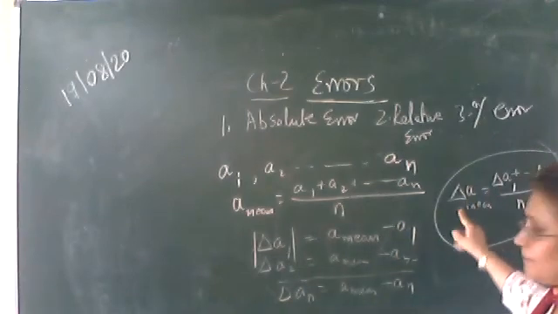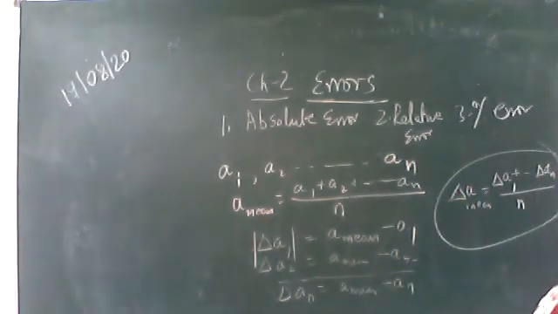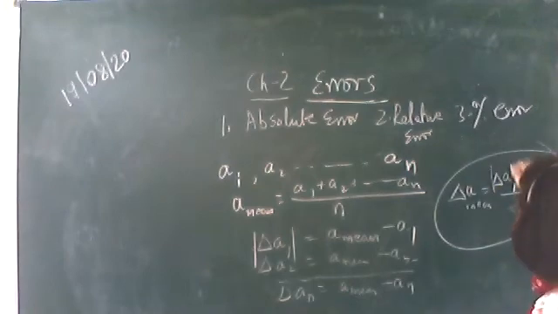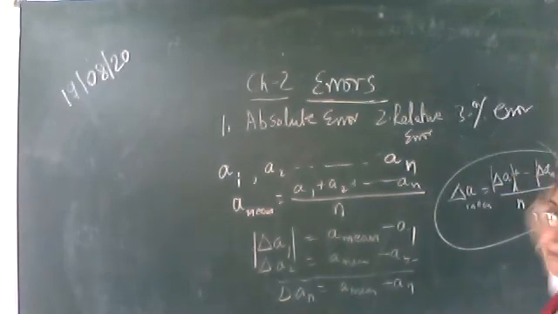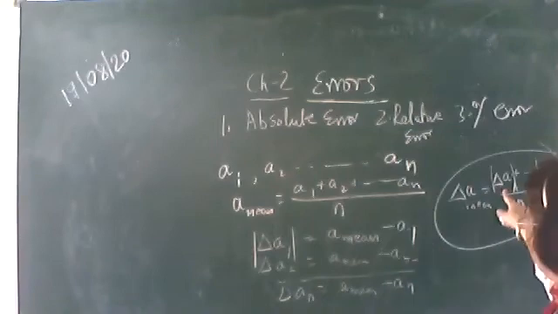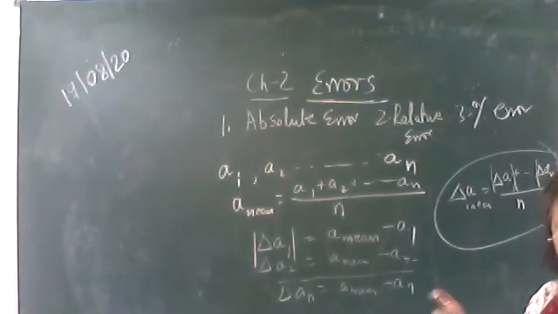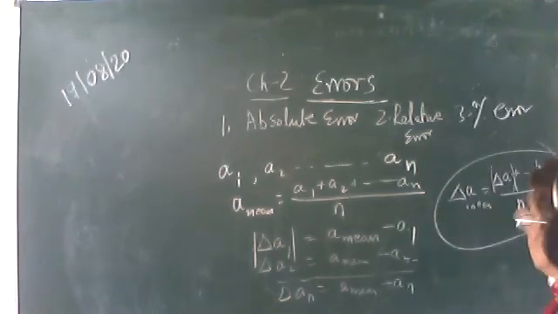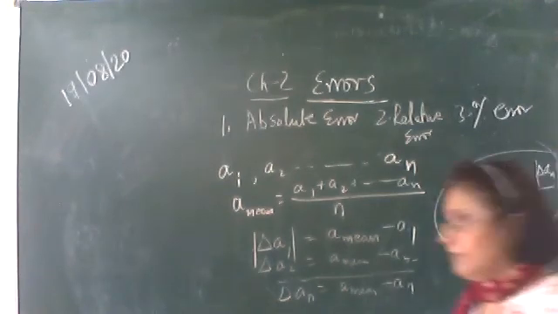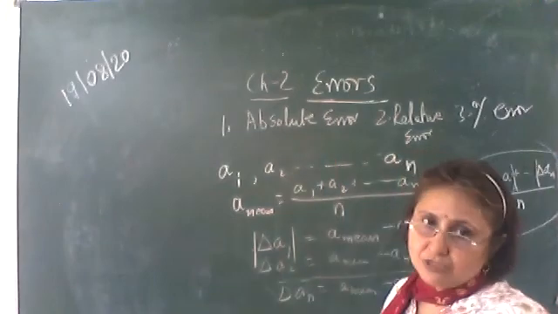Then the mean absolute error is calculated by finding out all these, which are magnitudes only. Modulus of delta A1 plus modulus of delta A2 and so on, all these will be positive only. Add all these absolute errors and divide it by n. This way we get the absolute error.